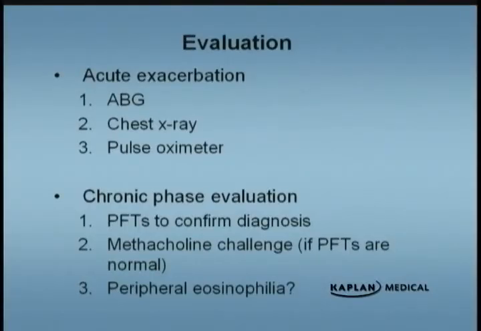The third one is a pulse oximeter. Now the pulse oximeter usually doesn't give you the PaO2, but it gives us that part, the oxygenated part of hemoglobin, and it allows us to monitor oxygenation, not as definitively as the ABG does, right, but on a continuous basis.